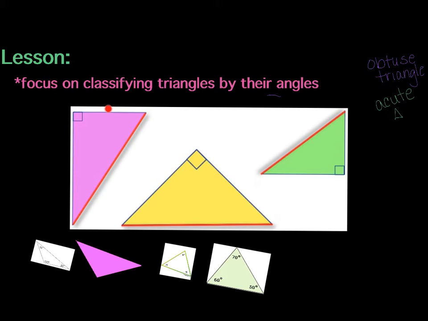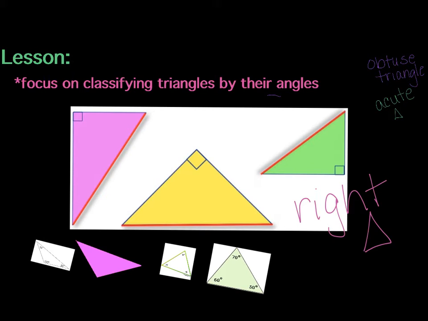This forms an L, whether it's upside down, sideways, backwards, whatever. If it forms any kind of L and it measures 90 degrees, then that means that I have a right angle. And the fact that I have a right angle tells me that I have a right triangle. Okay, all three of those are right triangles.